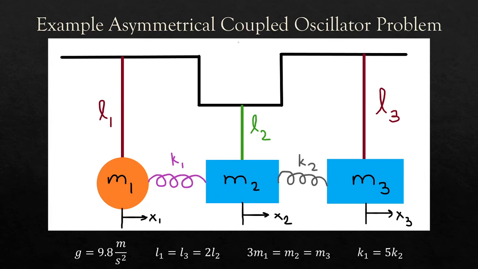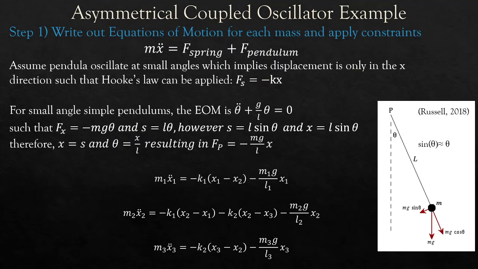As you can see, this is an asymmetrical coupled oscillator since we have different masses, springs, and lengths. So the first step is to write down the equations of motion for our masses and the two forces acting on our system. The only forces are the spring and pendulum.